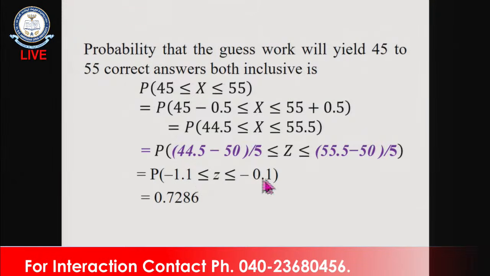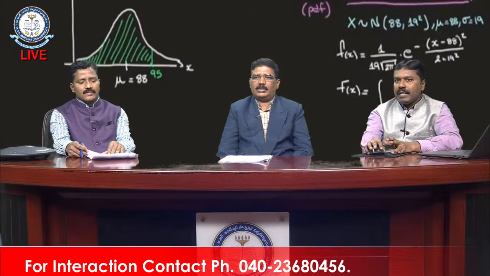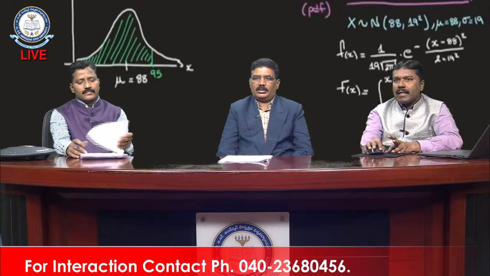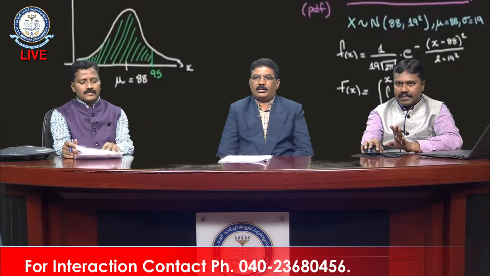What is the value? The range of the distribution is like this. So then we will get, what is the chance here? The chance is 72%. The probability that the guesswork will yield 45 to 55 correct answers, both inclusive, is 0.7286. If we convert it into percentage, it becomes 72.86.